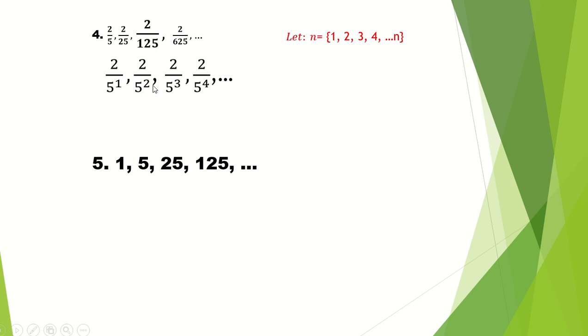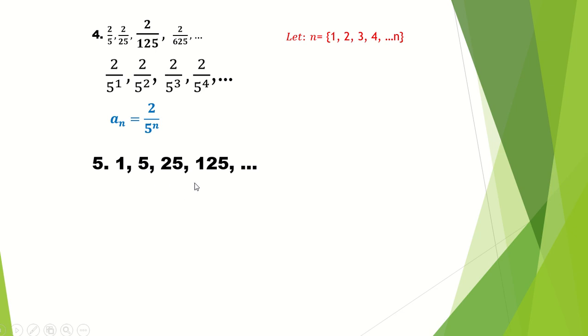And looking at the exponents of the denominator, it actually refers to the first position, second position, third position, fourth position, and so on. Therefore, your explicit formula is a sub n is equal to 2 over 5 raised to n. Easy. Next. 1, 5, 25, 125, and so on.